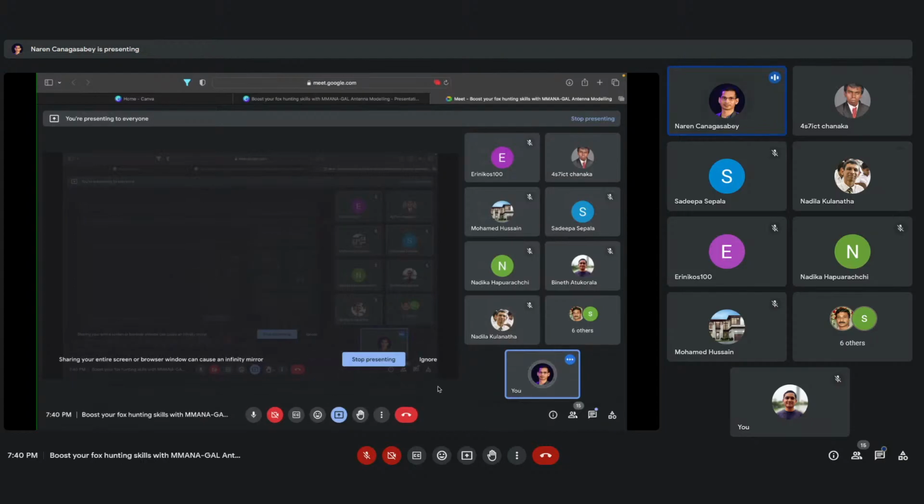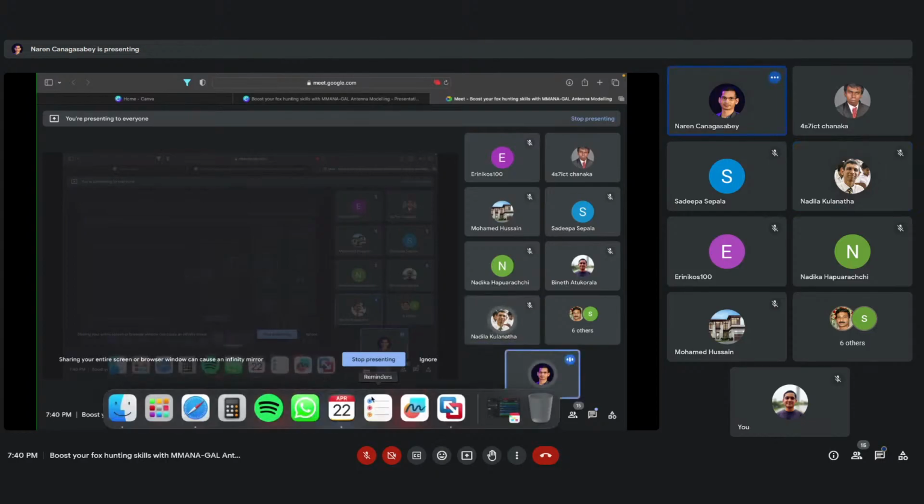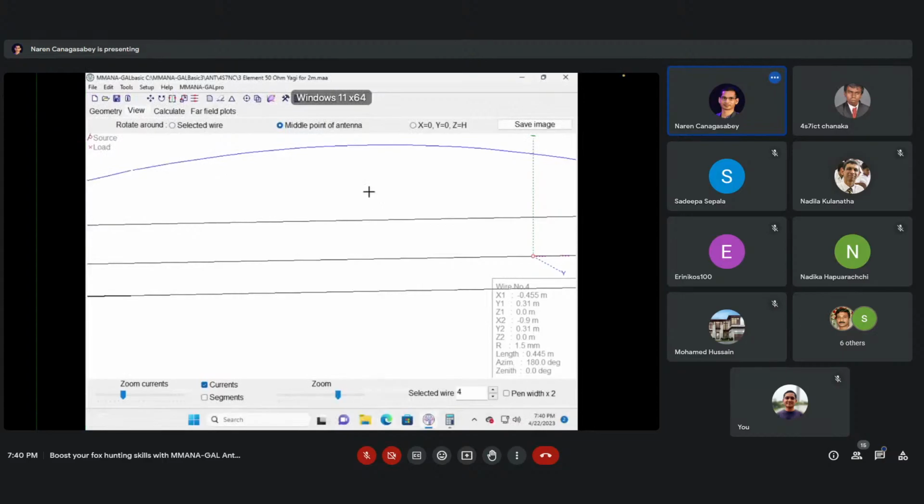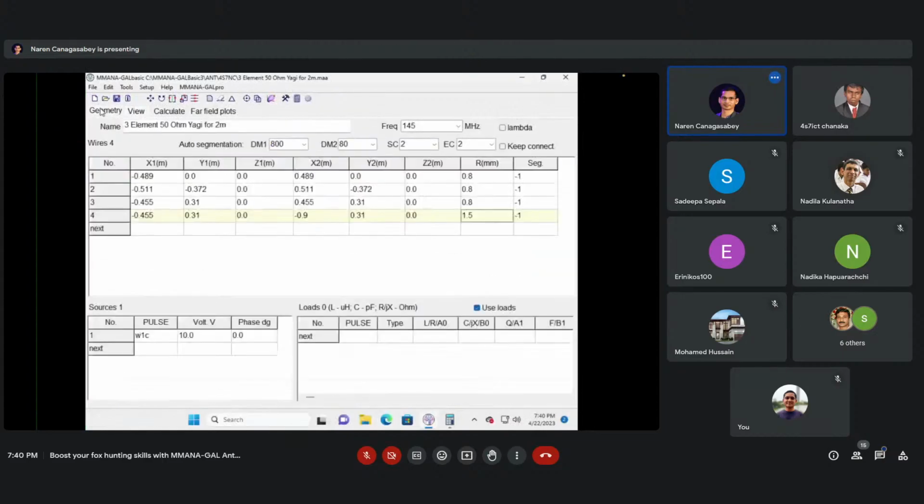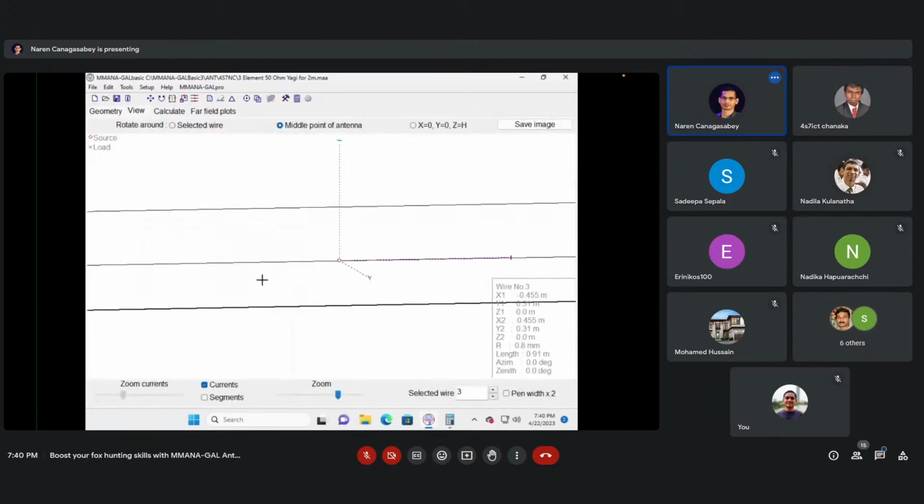Nadira, do we have any more questions? Looks like no. Right, let's go back to the model. Let me remove this element for starters. So we are back to our antenna.